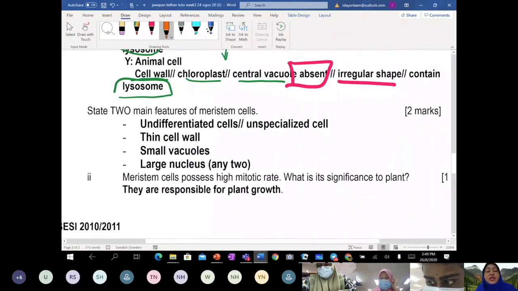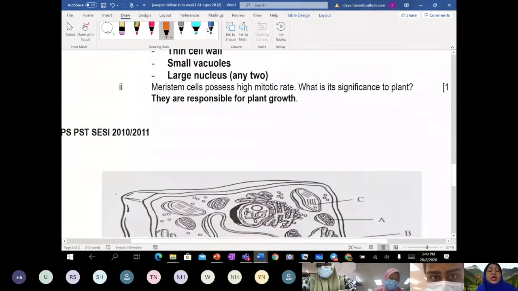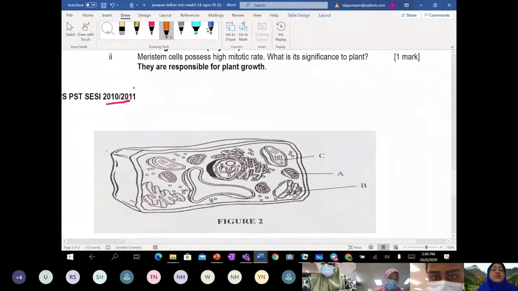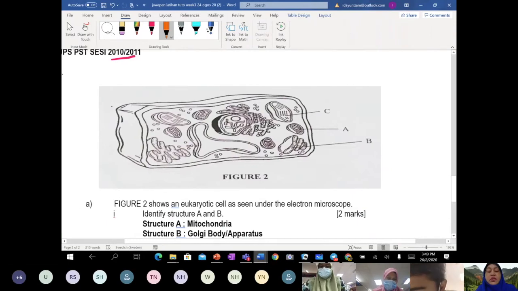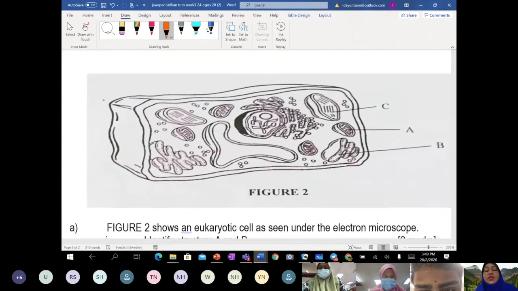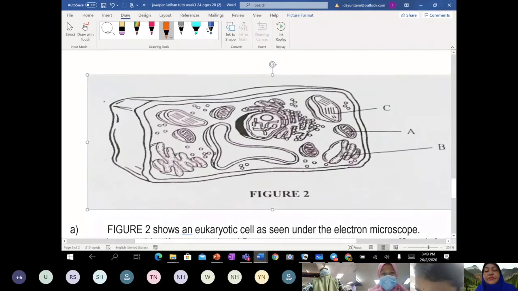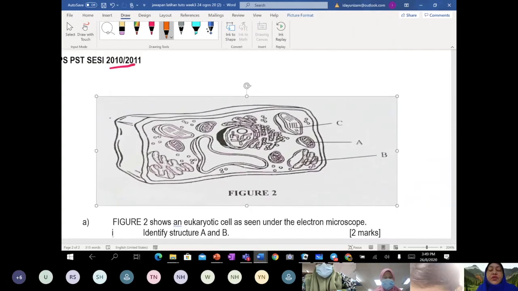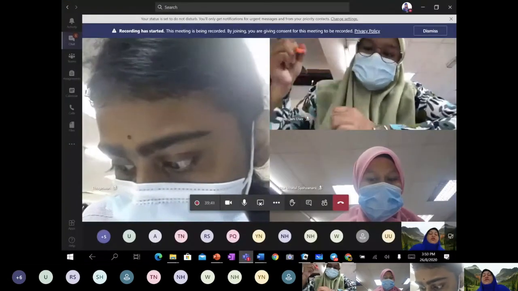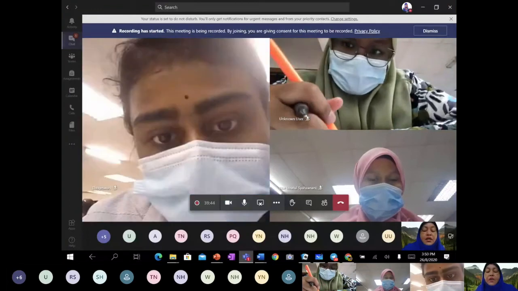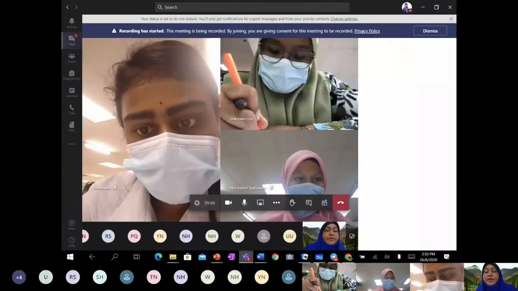Okay, so now let's next go to UPSR 2010-2011, question 11. As you all can see, class, this is plant cell, right? Am I right, class? Even though in this question it is not mentioned, the question gives you a eukaryotic cell, but obviously you can observe that it is a plant cell. Am I right?